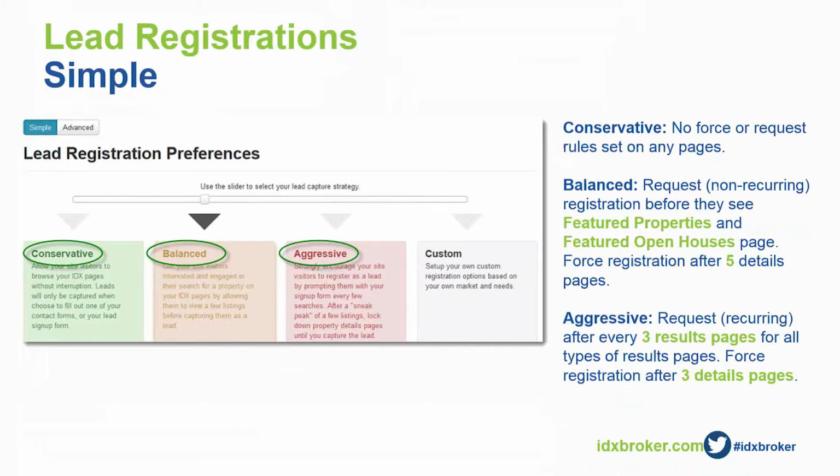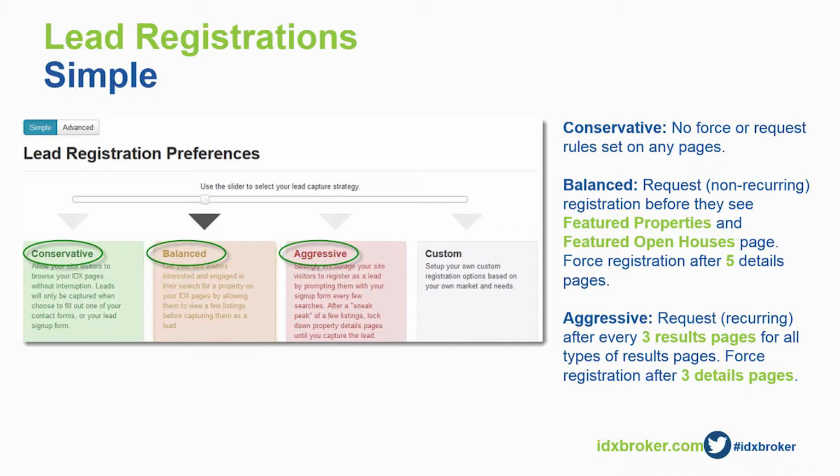Next, I would go to the lead registration menu. So again, under Leads, instead of clicking on Leads in the sub-navigation, click on Lead Registration Preferences. This is an important key, at least within this webinar on our topic. You have two options. You can either do this the simple way, which we're looking at now, which will allow you to basically just click conservative, balanced, aggressive, or custom, which would then take you to advanced.